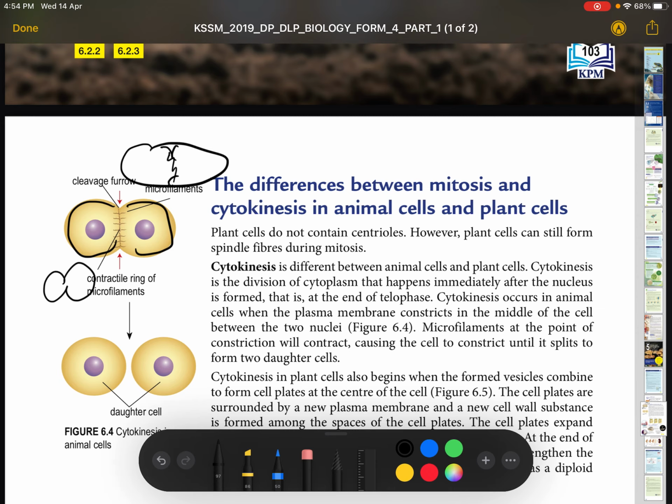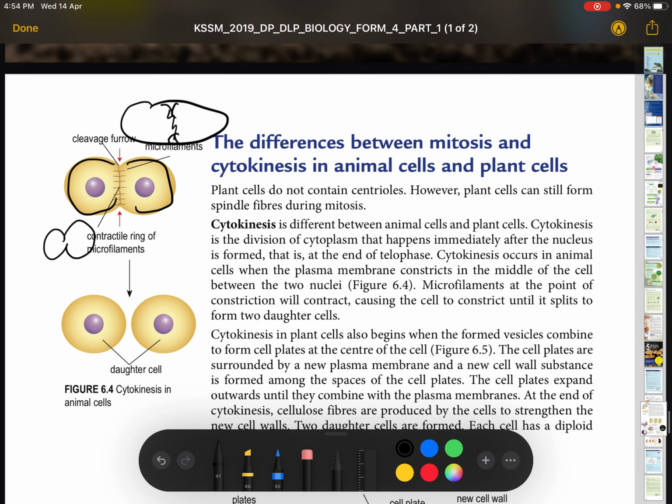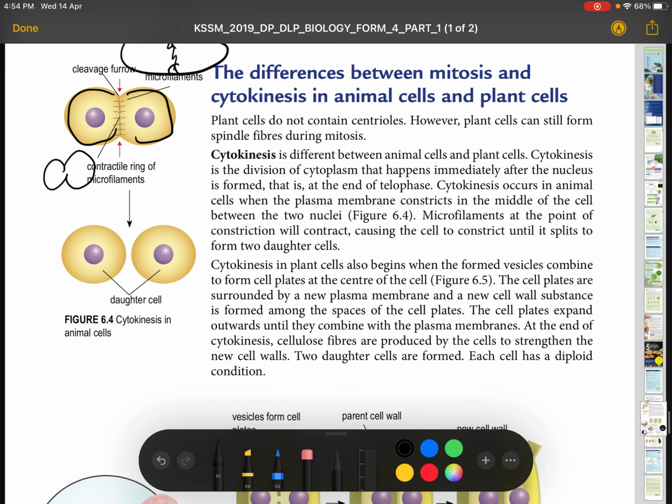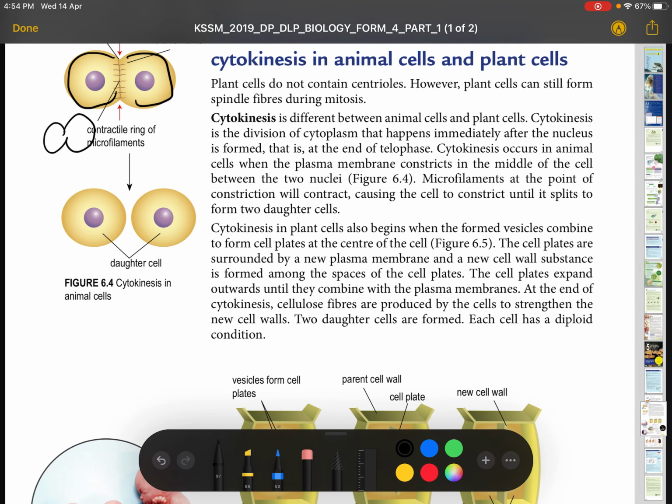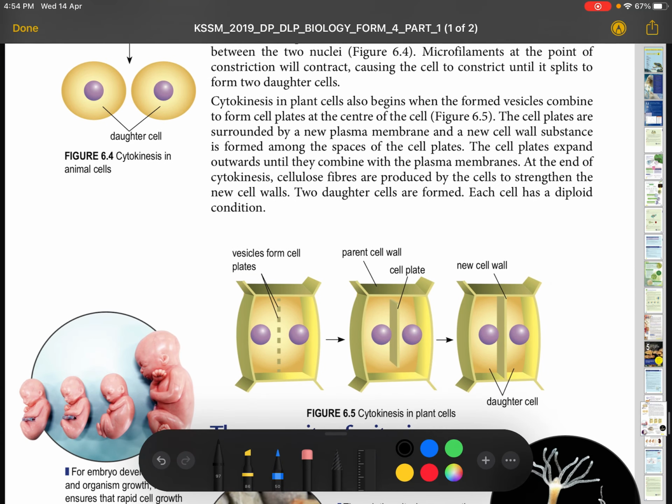So at first it's like this. And then the microfilaments here start to contract. And when they contract, they pull it like this. So it becomes an H shape. And then it will keep doing that until it splits.